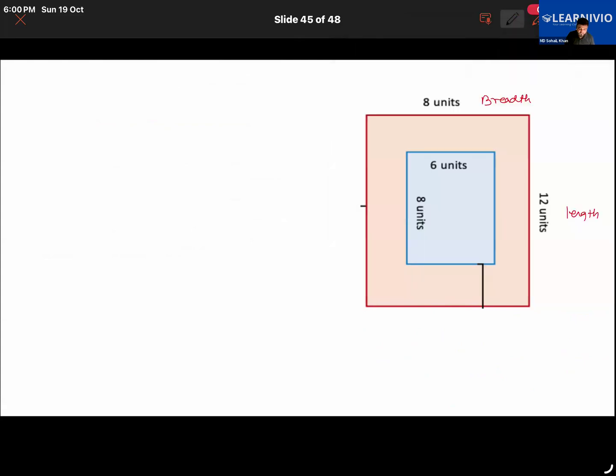So first of all, what we're going to do, we're going to find out what is the area of the bigger rectangle. Then we will find half of that area. Now listen carefully, first we're going to find the area of the big rectangle. After that we will find half of that area.